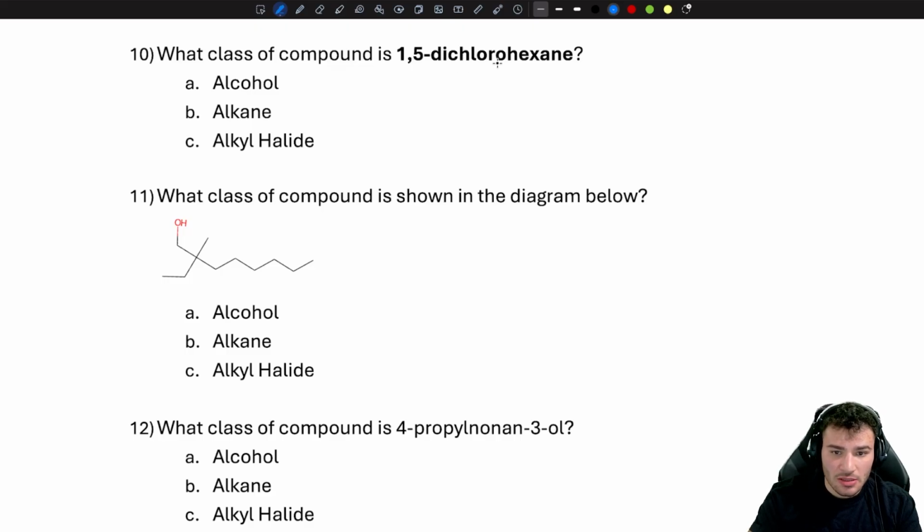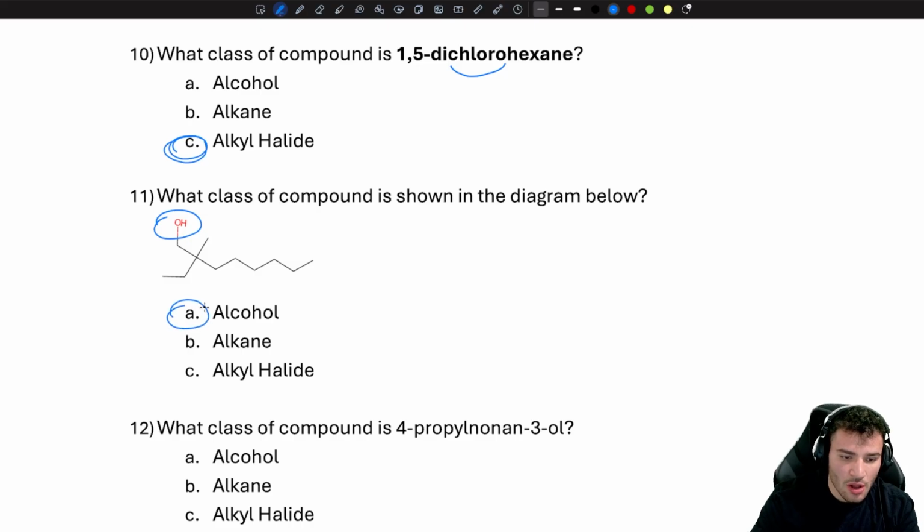In question 10, we're asked what class of compound is 1,5-dichlorohexane. I want you guys to see this chloro and realize that we're looking at an alkyl halide. Easy. 11, what class of compound is shown in the diagram below? I see this hydroxyl, this is an alcohol.